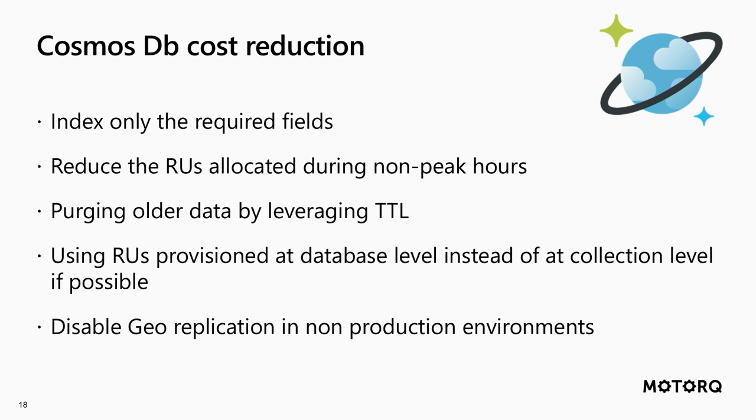And then for some use cases, you can provision the RUs at the database level instead of at the collection level. The minimum RUs you can allocate is 400 RUs. So if you allocate at the database level and none of your collections require high RUs, then that would reduce the cost. And in your non-production environments, you can disable geo-replication. By default, when you create a Cosmos DB account, it will have geo-replication enabled. So you will incur double the cost.